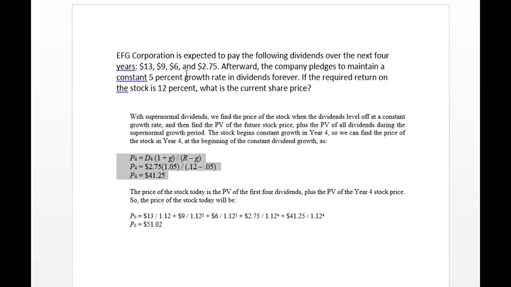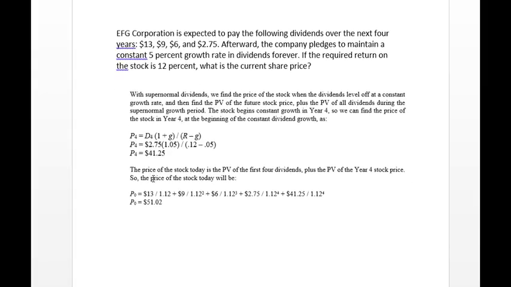So the P4, we know that we're going to get $2.75, and we are going to get a $2.75 forever at 1.05. So this right here is the growth rate of 5% times the last dividend divided by the 0.12, which is the 12% right here, the required return, minus the current percentage growth. So P4 is going to equal, when all multiplied out, $41.25. Okay, so we're going to hang on to that number because what we need now to do is we need to look at the other dividends.